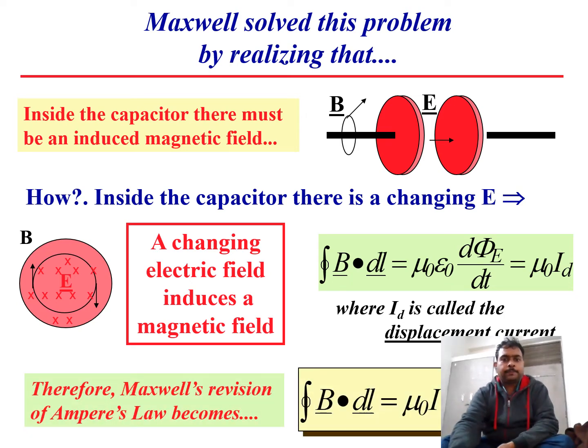This is Maxwell's revision of Ampere's law: the line integral of magnetic field is equal to mu 0 I plus epsilon naught mu naught d phi e by dt. This is the rate of change of electric flux. So the line integral of the magnetic field is equal to mu 0 I plus this term, which will tell you how the rate of change of electric flux is impacting my magnetic field.